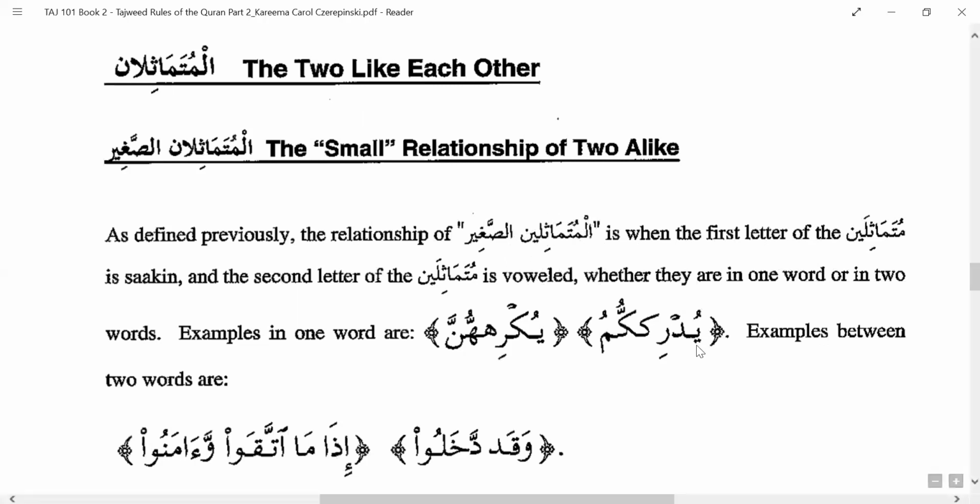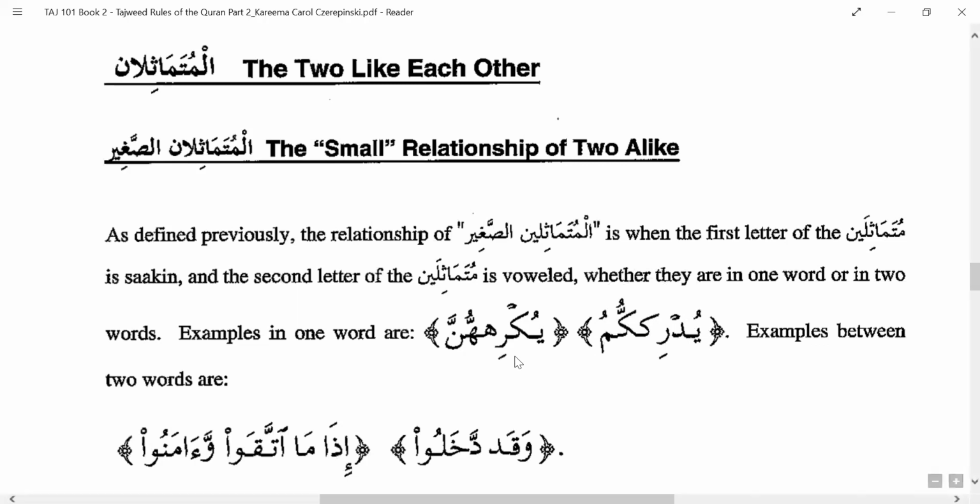Like for example here, yudrikumu. Here you can see there are two kaf. They both are meeting. First one is sakin, second is having a dhamma, a haraka. What will happen is you are not going to recite this first kaf. You will directly merge, idgham, into the second. This is idgham saghir.